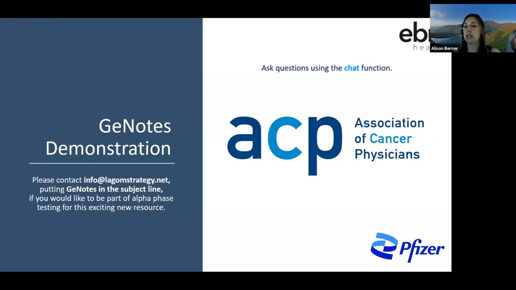And if you're interested to take part, then I'd ask you to please contact the email on the screen, which is info@lagomstrategy.net, and put Genomes in the subject line. So we're not allowed to give out emails, but if you provide them your email, you have early access to the platform for your own learning and be able to test it as part of the alpha phase. The beta phase will be coming through shortly in August, and I can ask the ACP to send out further details around the alpha and beta testing phases in due course.